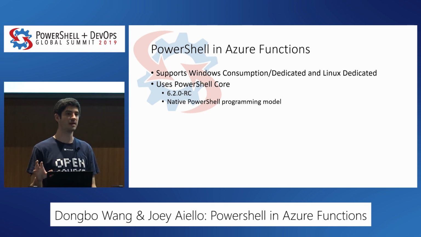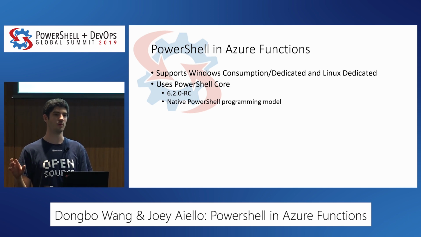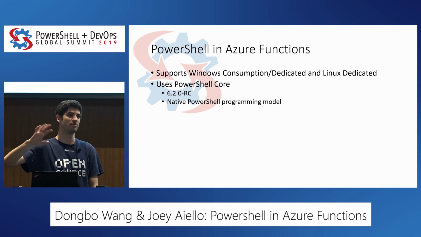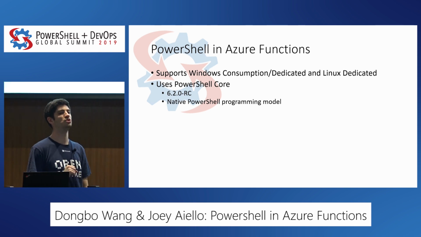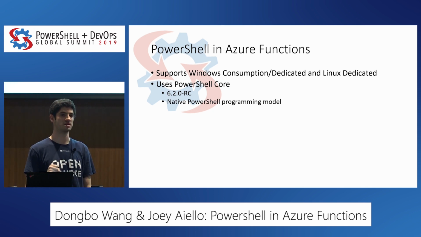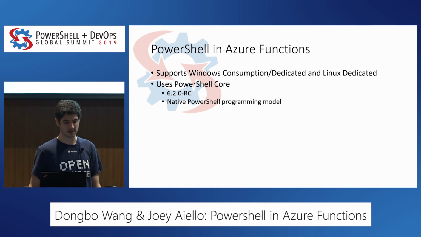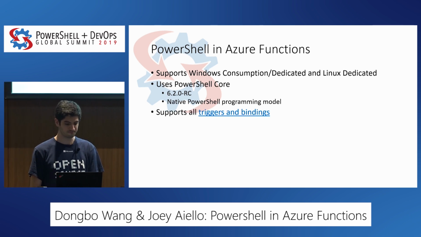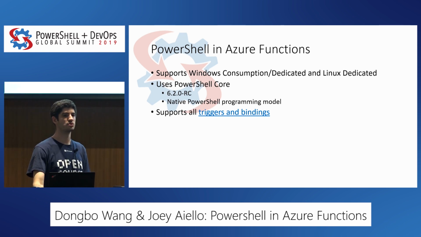But it is a fully native programming model as opposed to the V1 experimental. So this was not something where we're piping text in and out of files anymore. This is a fully native PowerShell object that you get as soon as you enter the function code, which makes your life much easier. You don't have to parse JSON. You don't have to wrangle the object yourself back into text when you emit that output binding. We do support all of the triggers and bindings that are currently in 2.x.